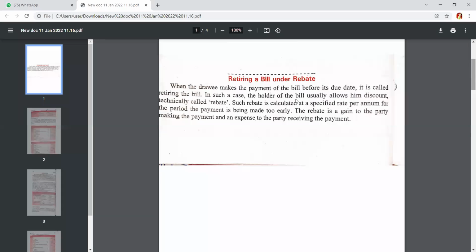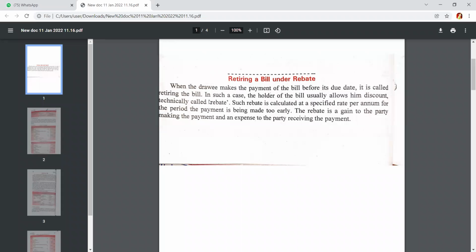So if the drawee makes the payment of his bill before its due date, it is called retiring of the bill. In such a case, the holder may be the drawee, the endorsee, or the bank, if the bill is discounted from the bank. Any case may be there. Usually the holder allows him a discount, and technically it is called rebate.